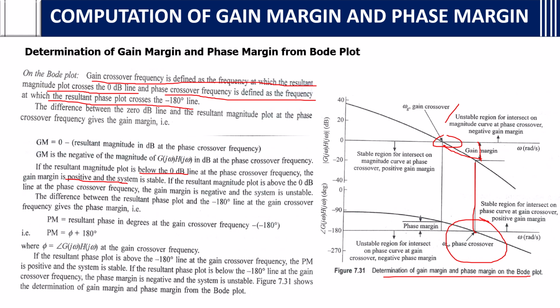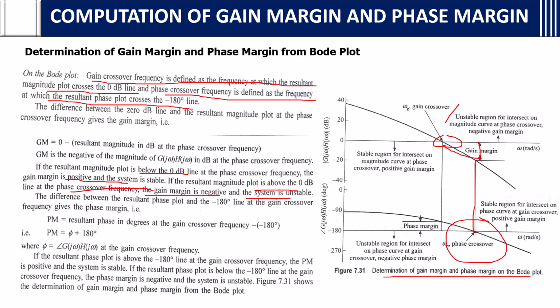See, if the resultant magnitude plot is below the 0 dB line at the phase crossover frequency, what happens? The gain margin becomes positive and the system will be stable. If the resultant magnitude plot is above 0 dB at the phase crossover frequency, the gain margin is negative, and the system will become unstable.